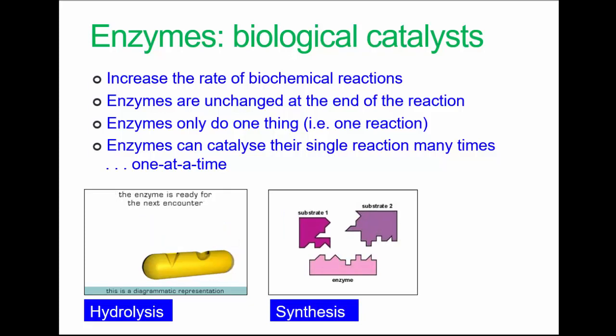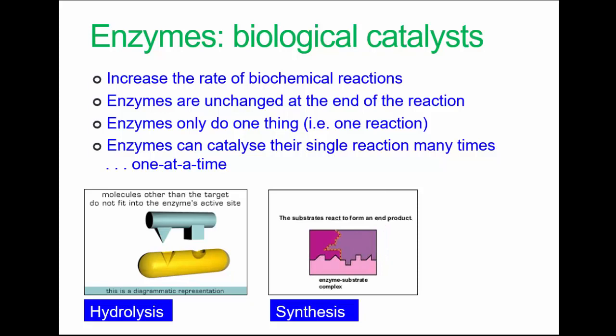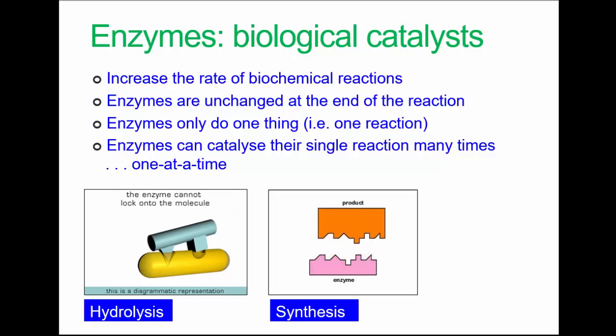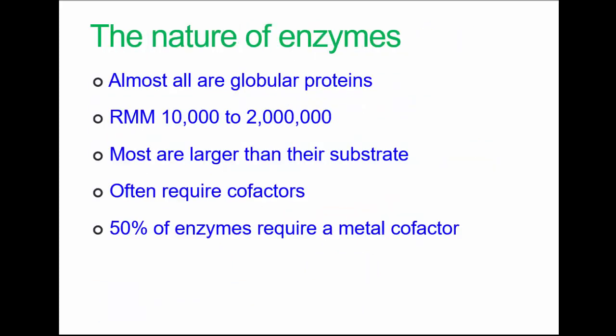Here's an animation of a synthesis taking place. Two substrates come together, a reaction takes place, and then the new larger molecule is released, leaving in both cases the enzyme in the original condition it was in. Okay, almost all enzymes are globular proteins, as I'm sure you know. There are some RNA enzymes. Quite big molecules, very much bigger than their substrate normally. They often, in fact almost always, require a cofactor, a metal. We'll discuss this when we talk about the enzyme polyphenol oxidase, which has copper as a cofactor.